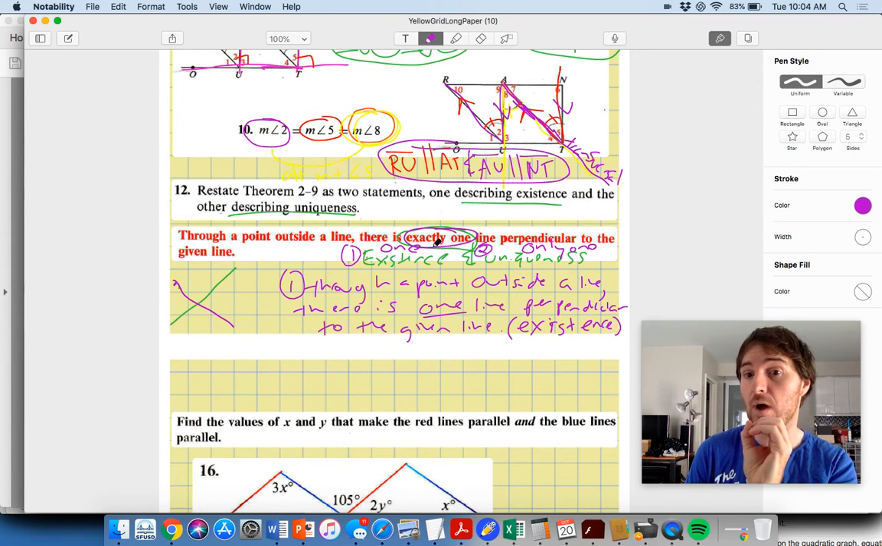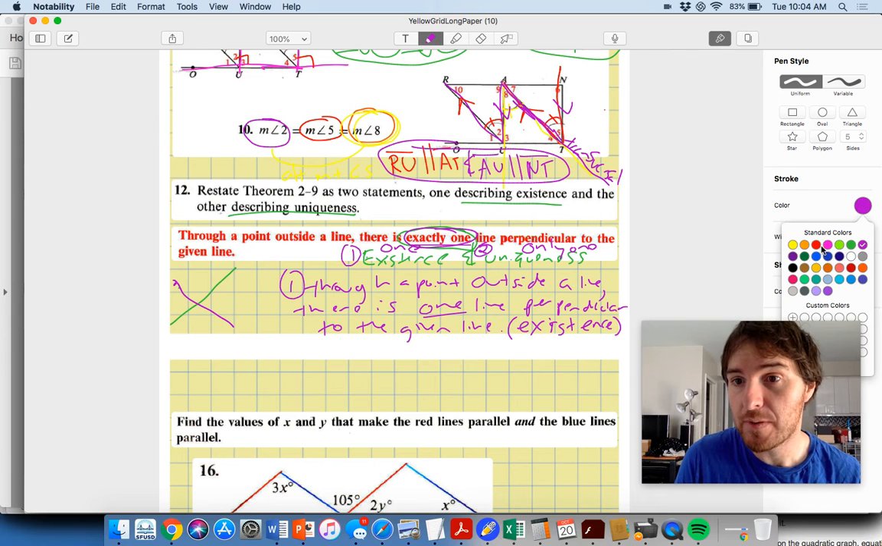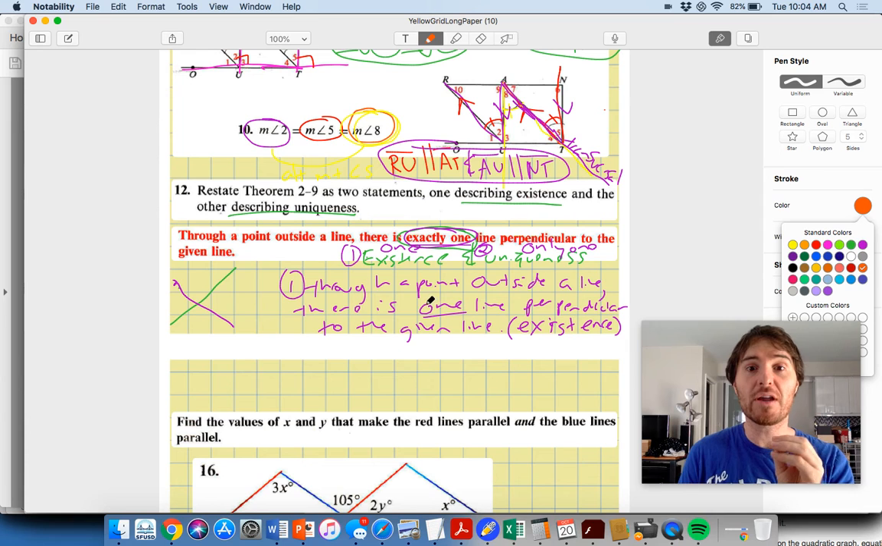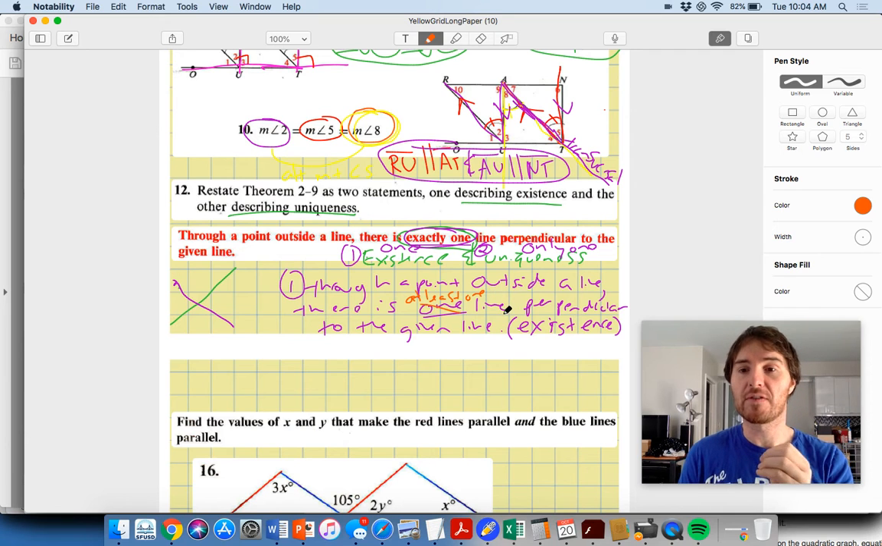So they didn't just say one only. They said exactly one. So here, through a point outside a line, there is one line perpendicular to a given line. Another way that I'm having you write that, which might be a little more clear in terms of establishing existence, is to say there is at least one line perpendicular to a given line. That's a statement that establishes existence here.